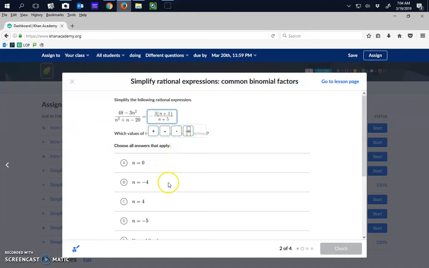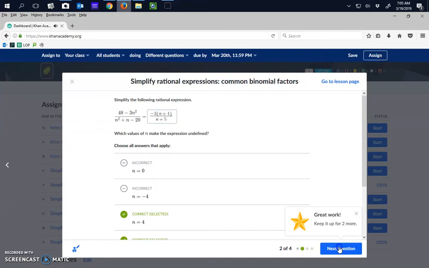Okay, n plus 4, our excluded values are positive 4 and negative 5. I'm going to move this negative sign up top. Sometimes it makes the problem wrong. Yep, alright, here we go.